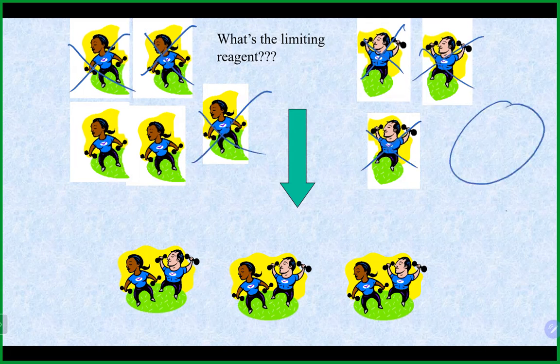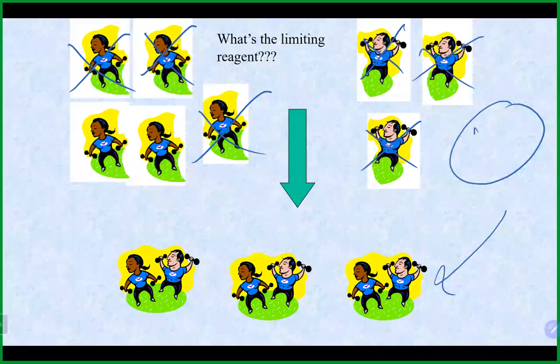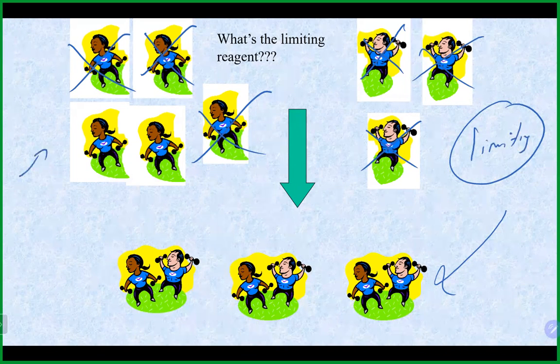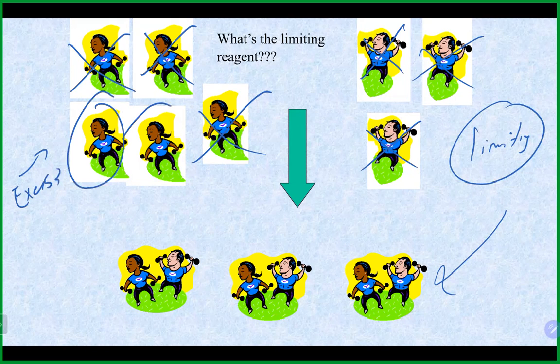We're out of guys, which means we cannot make any more product at this point. That means that the guys in this case would be our limiting reagent. The girls here would be our excess reagent. And like I said, we could even figure out, in this case, we would have 2 left over when the reaction is done. So you could even figure out how much you would have left over.